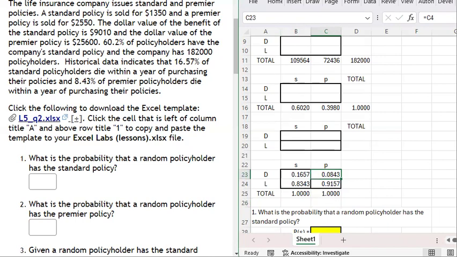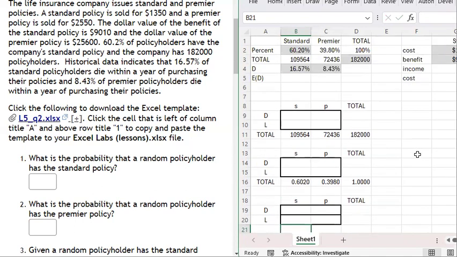So again, this is the probability of death given premium. This is the probability of live given premium policyholder. This is the probability of death given standard policyholder, and this is the probability of live given they're a standard policyholder, right? Is there anything else we can do here?